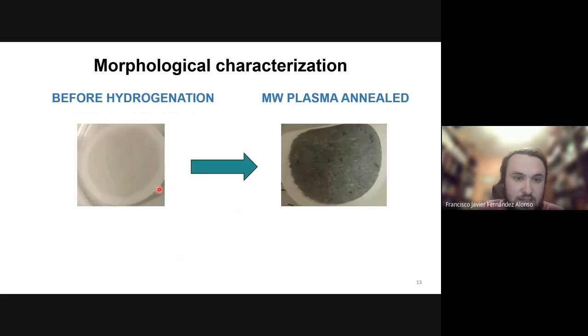And here we can see how before hydrogenation, this is the sample taken anodized, and after applying the thermal annealing at 400 degrees, we have white titanium oxide, since this has not been reduced. And after applying the microwave plasma annealing, we see how the sample presents a dark gray color that is indicative of its ability to absorb light in the visible range.